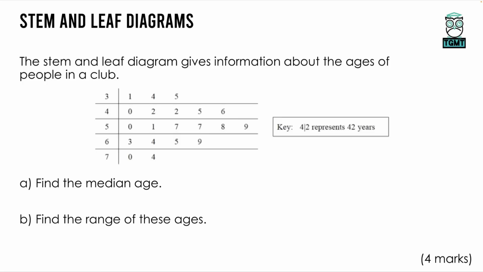Now to find the median, we want to know where the middle number is. And to do that, we want to know how many are in the stem and leaf. So if we go along counting them, we have 1, 2, 3, 4, 5, 6, 7, 8, 9, 10, 11, 12, 13, 14, 15, 16, 17, 18, 19, 20. So there are 20 people.